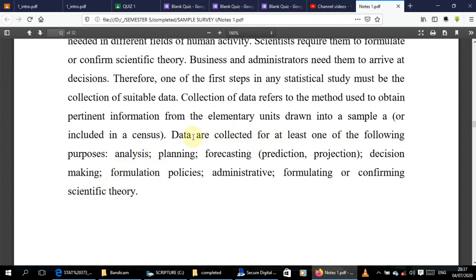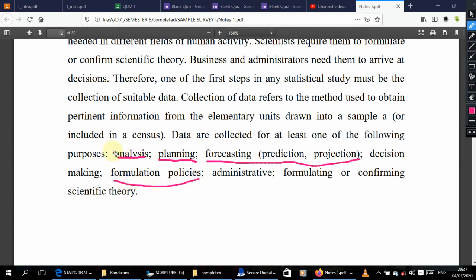So why do you collect the data? It says that you want to collect data because you want to analyze it and use it for planning, for forecasting, that is prediction and projection, and for your decision making. So you collect data and analyze it, and then the results you get, you use to plan, to forecast, to make decisions, to formulate hypotheses or policies, for administrative purposes, and for confirming scientific theories. That is why you take the data and process it.